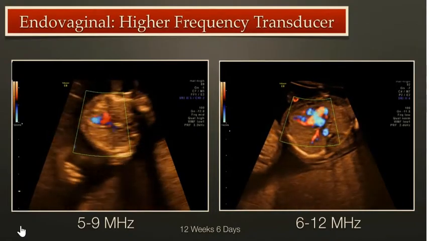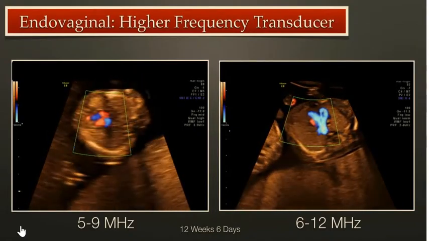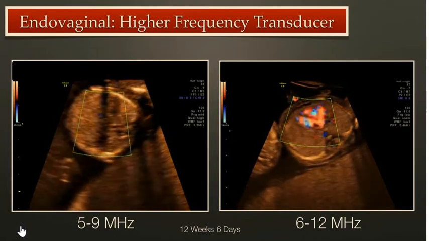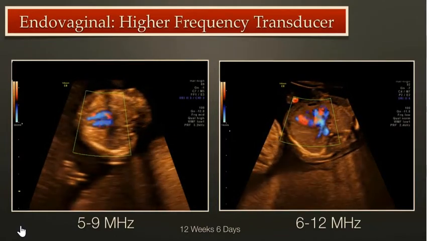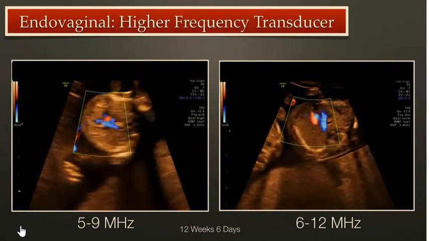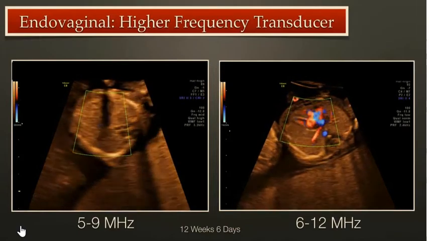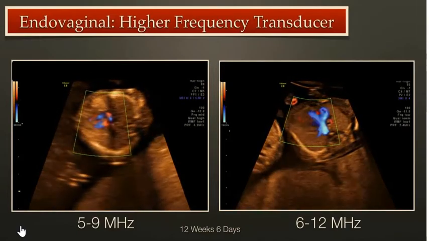These clips are sweeps used in the screening examination, in which power Doppler has been activated. Again, notice the improved imaging with the higher 6 to 12 megahertz probe on the right when compared to the 5 to 9 megahertz probe on the left.